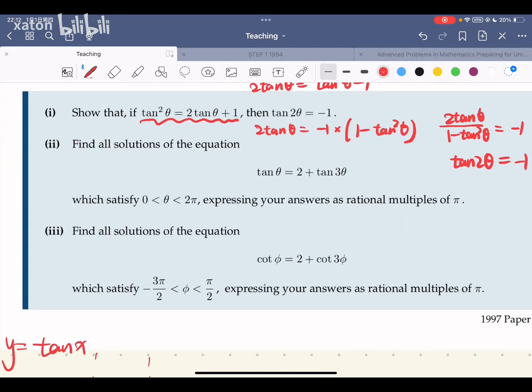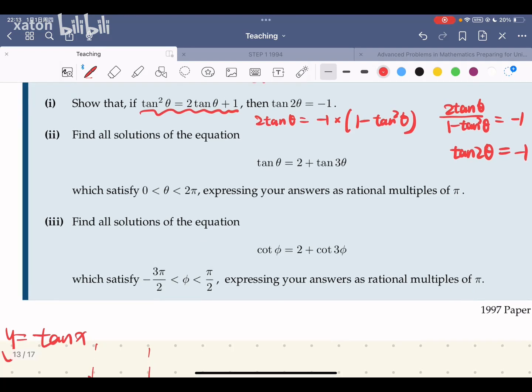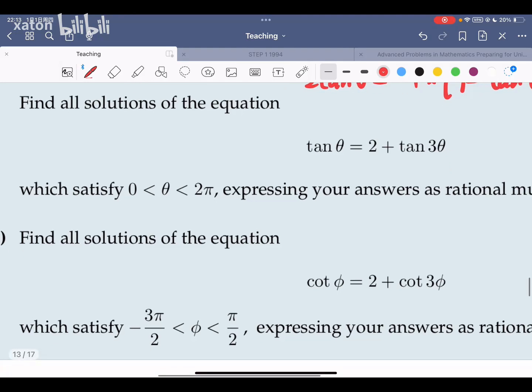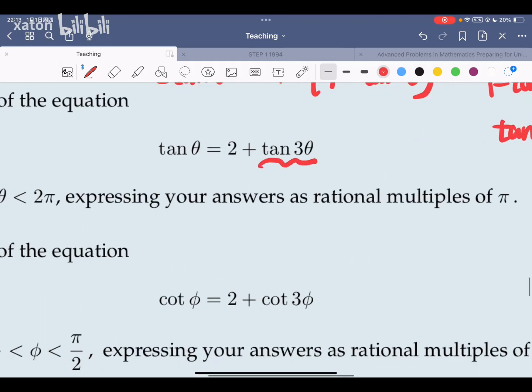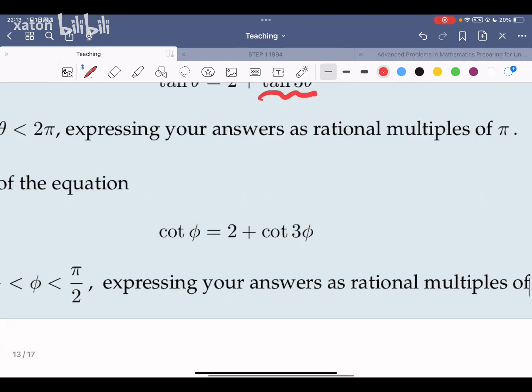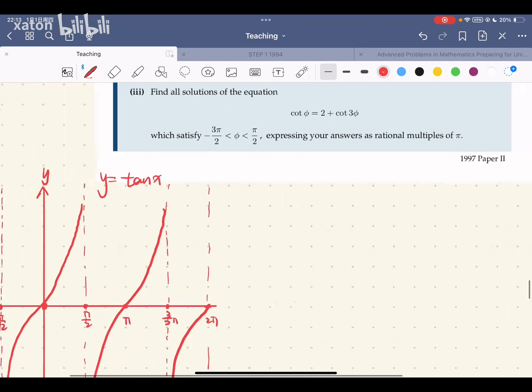Find all solutions of the equation tangent theta equals 2 plus tangent 3 theta, which satisfy theta in the interval from 0 to 2 pi exclusive, expressing your answers as rational multiples of pi. Now we know that we should expand tangent 3 theta, because we cannot deal with it directly for this question. So let's try to do some expansion.